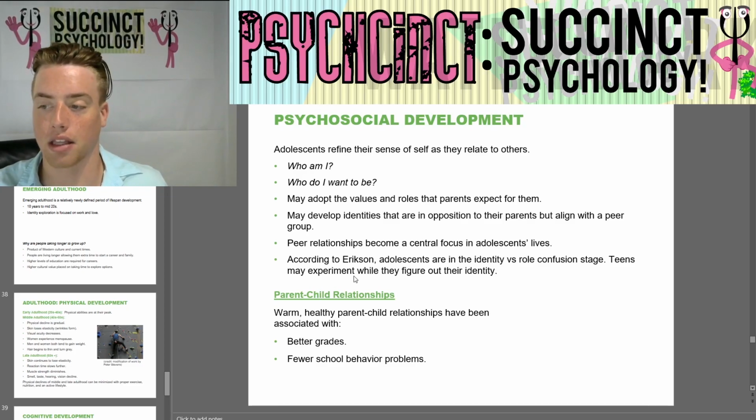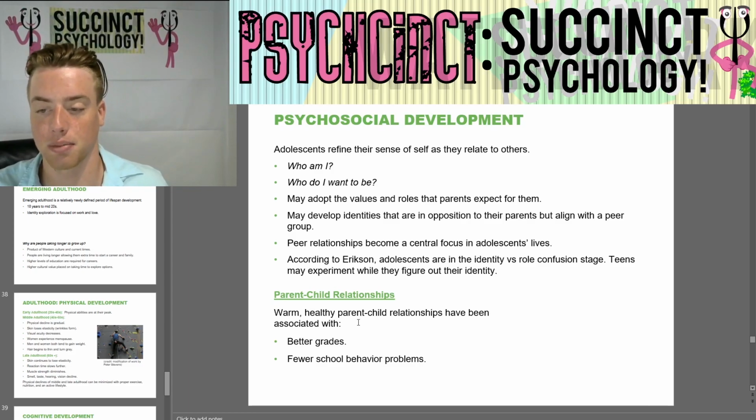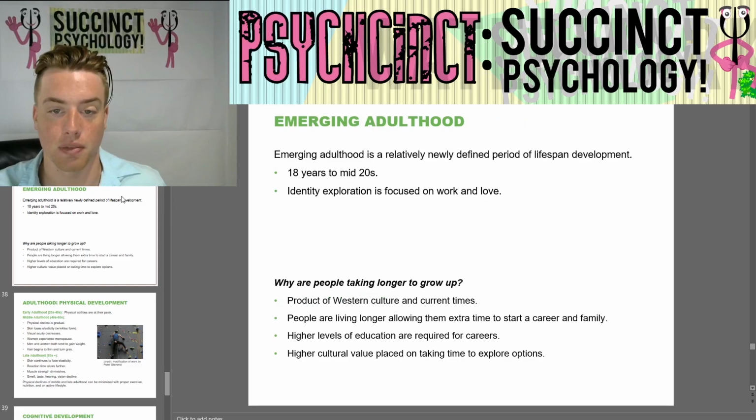According to Erikson, adolescents are in the identity versus role confusion stage. Teens may experiment while they figure out their identity. Now we have parent-child relationships. So warm, healthy parent-child relationships are associated with better grades and fewer school behavior problems.